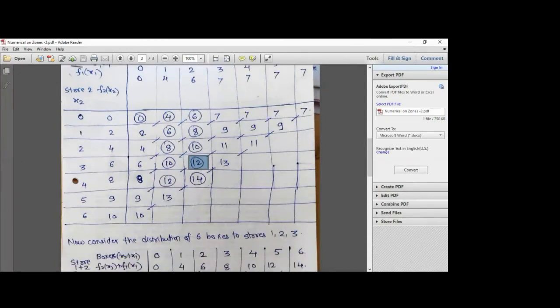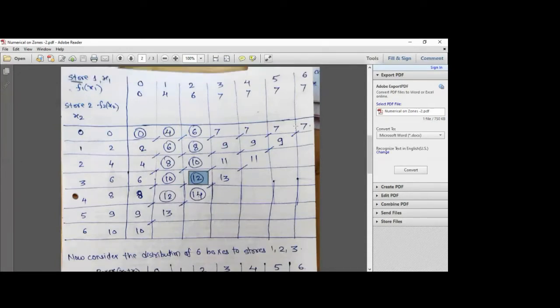Right. Lastly, the combinations for 6 crates are 0 plus 6, 1 plus 5, 2 plus 4, 3 plus 3, 4 plus 2, 5 plus 1, and 6 plus 0. The maximum among them is 14, and hence I have highlighted 14. Right? So now this finishes the combinations for your store 1 and store 2.